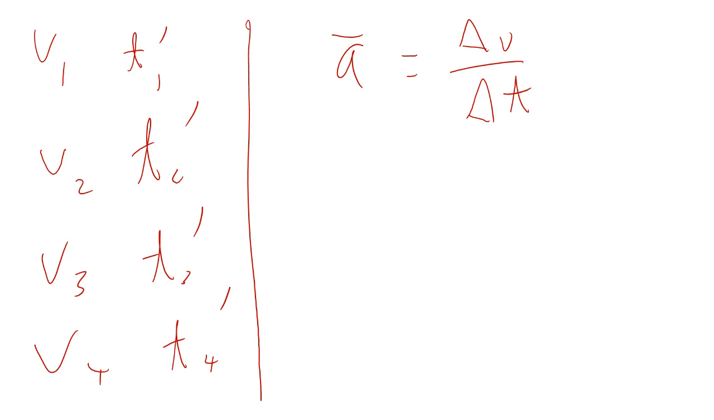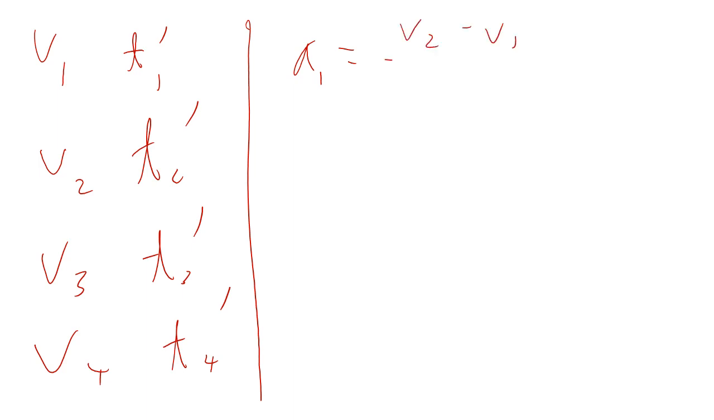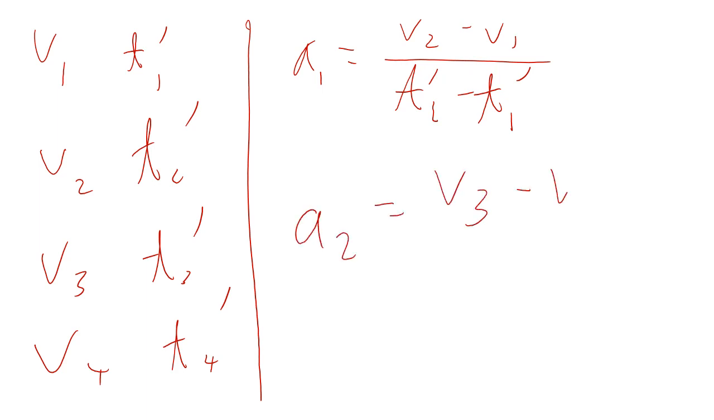So using that information from the calculations you've done before for V and T, you would say that A1 is going to be equal to V2 minus V1 divided by T2 prime minus T1 prime. A2 is going to be V3 minus V2 divided by T3 prime minus T2 prime. Likewise, A3, you can figure out what that's going to be.